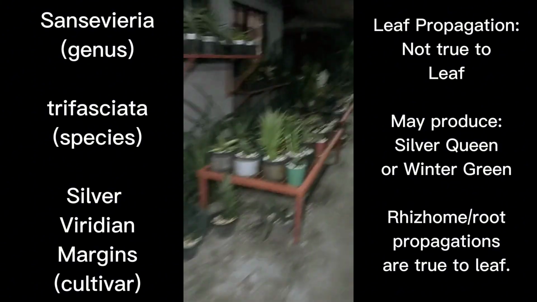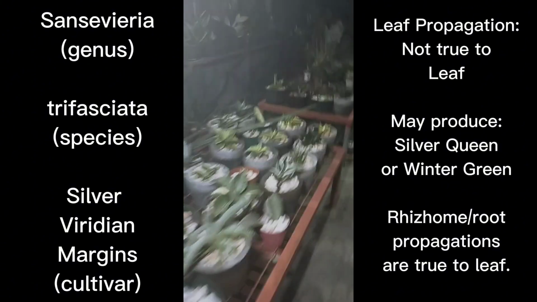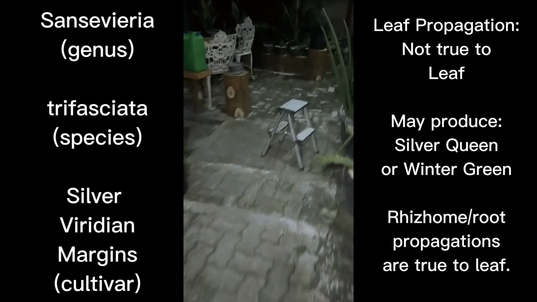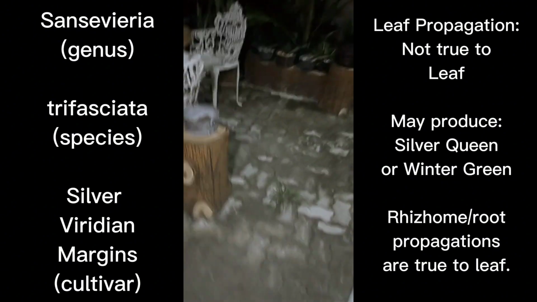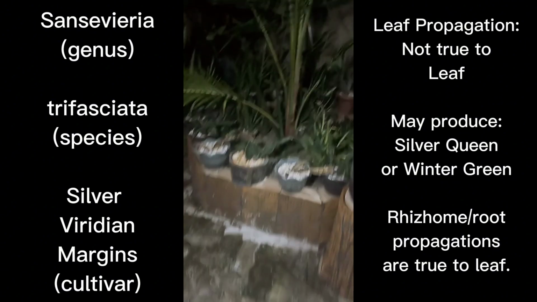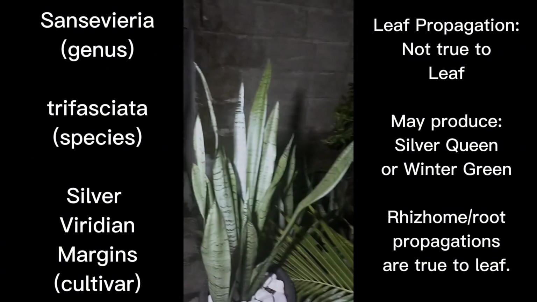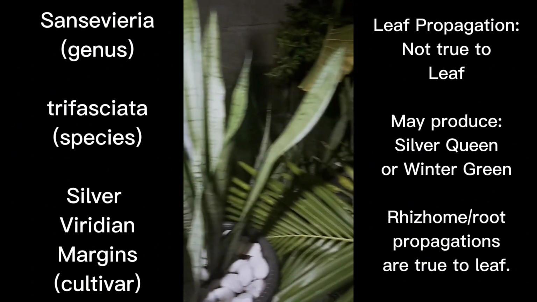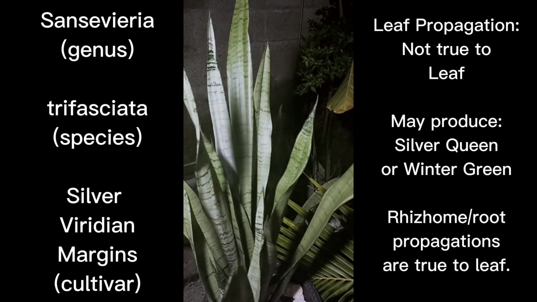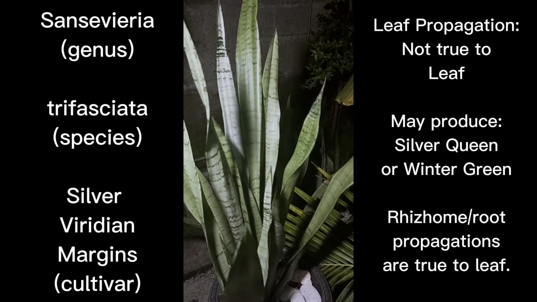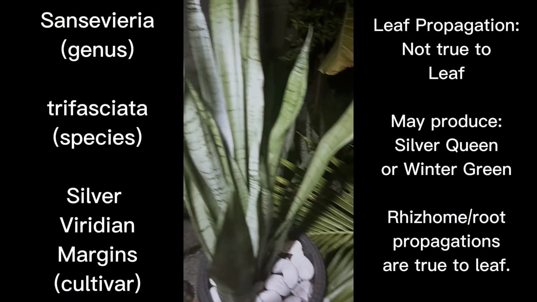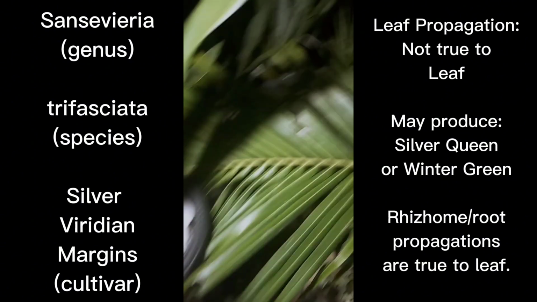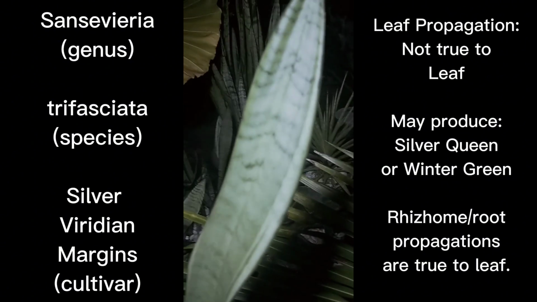I'm going to go to the location where my Silver Laurentii or Silver trifasciata, or the pale green clones of trifasciatas, are located. Alright, so like I'm showing you right now, this is one of the plants where my Sansevieria trifasciata Silver Viridian Margins came from. This is Sansevieria trifasciata Silver Green, and this is what I was talking about.